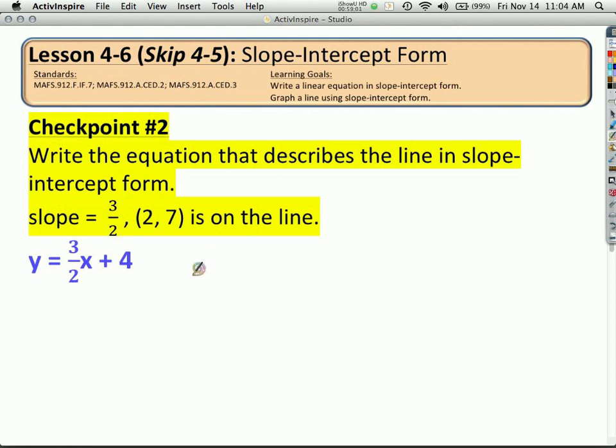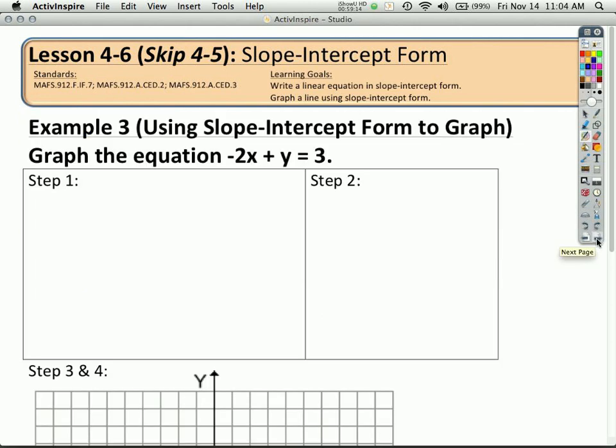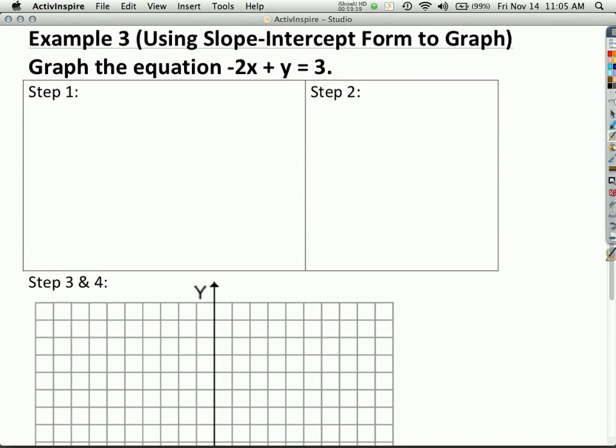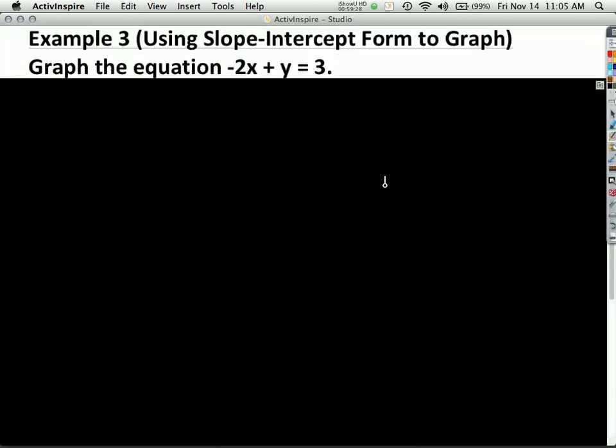Now, normally I would pause and actually do it with you, but I'm a bit behind schedule and we have the critical piece coming. So I need to get to it. So, if you have a question about this, then you come to my care class. So now, the last and most critical piece. The whole point of all of it. The whole point of all of this is graphing. So, everyone write example 3, graph the equation, -2x plus y equals 3.